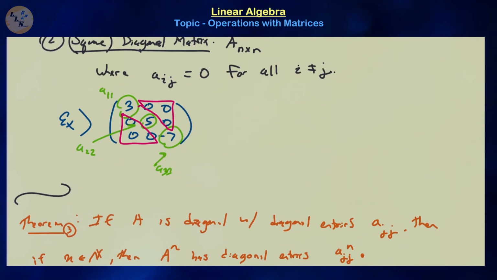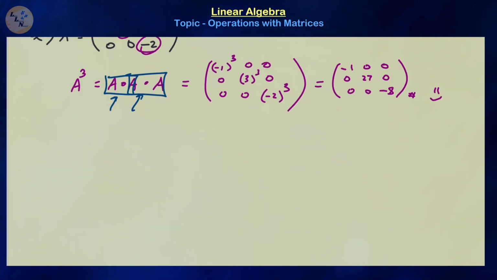The next matrix type that we're going to talk about that is extremely special is identity matrices.